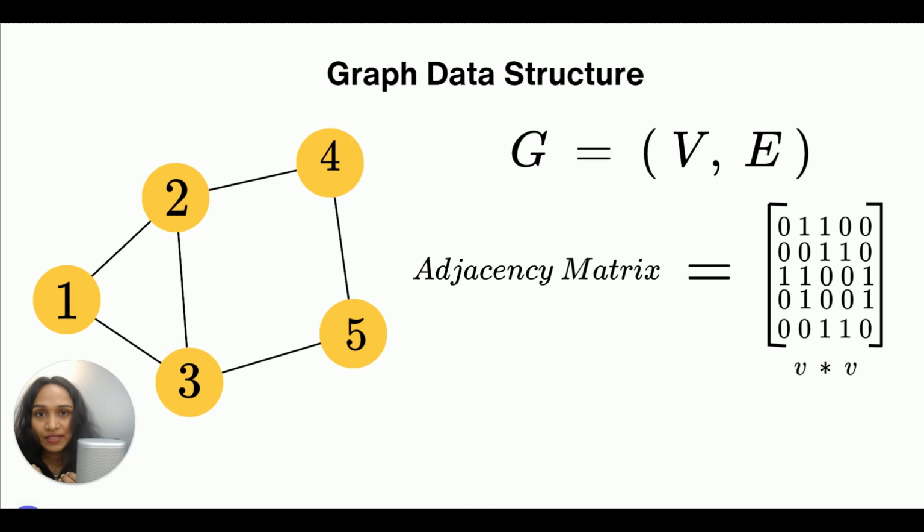Why is the adjacency matrix important? The adjacency matrix is the fundamental representation of a graph, and by looking into an adjacency matrix, we can tell whether two nodes in a graph are adjacent, which means whether they are connected by an edge or not. An adjacency matrix will be a square matrix of dimension V by V, where V is the number of nodes in the graph.